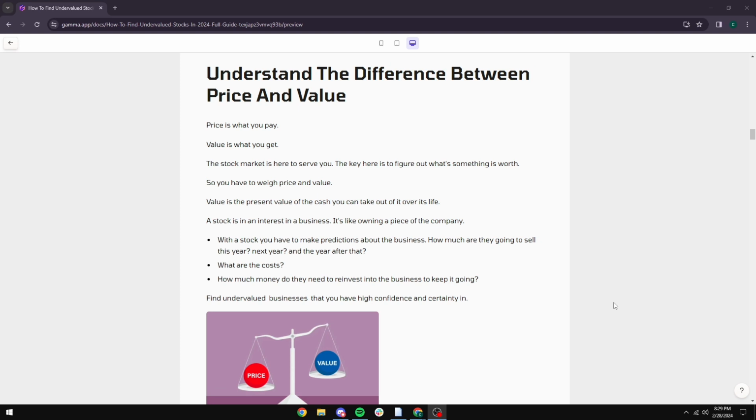Value is the present value of the cash you can take out of it over its life. A stock is an interest in a business. It's like owning a piece of the company. With a stock, you have to make predictions about the business. How much are they going to sell this year, next year, the year after that? What are the costs? How much money do they need to reinvest into the business to keep it going? Find undervalued businesses that you have a high confidence and certainty in.